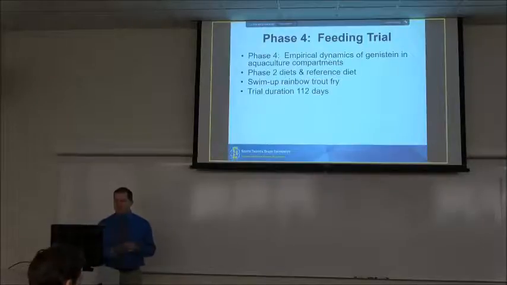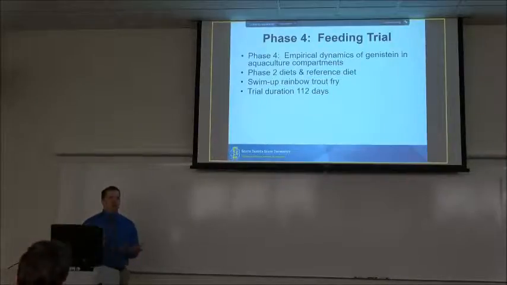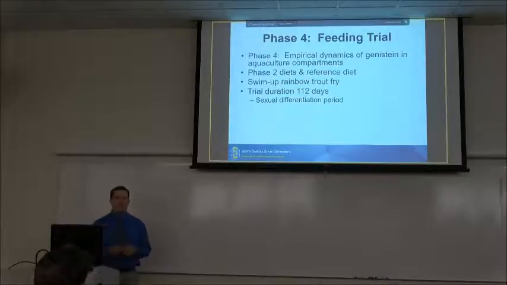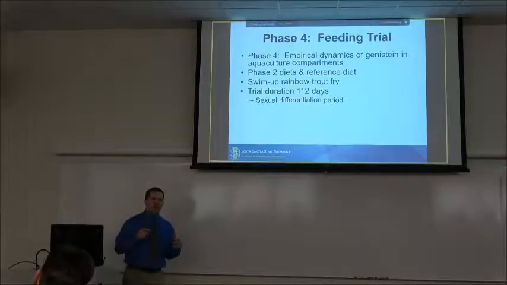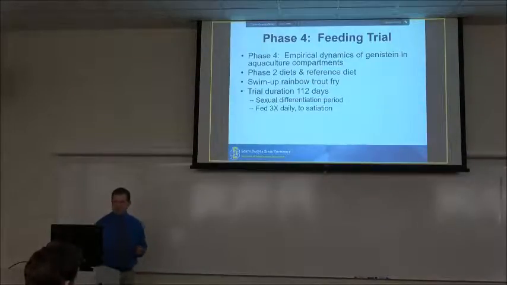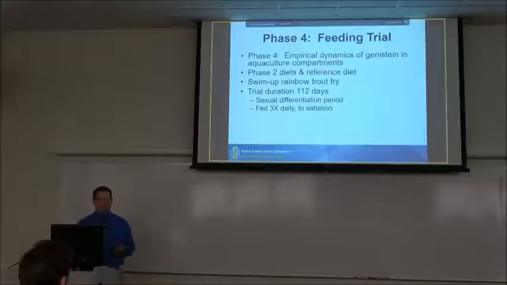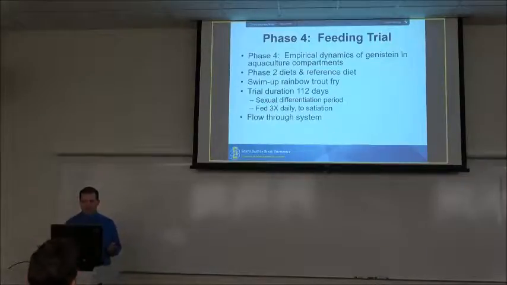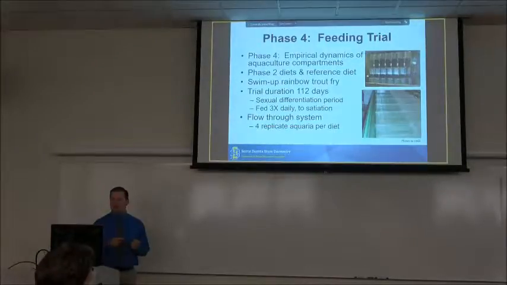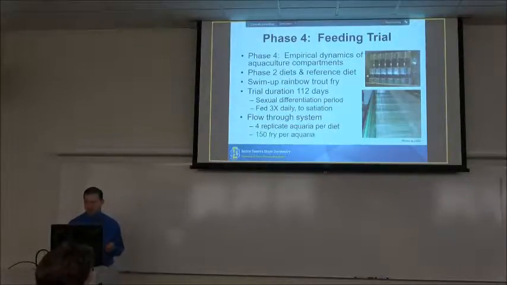We'll be utilizing swim up rainbow trout, and they'll be fed for a duration of 112 days. And I selected this time period because this is when these fish are experiencing their sexual differentiation period, and genistein should most likely have the greatest effect at this point upon the reproductive development of these fish. These fish will be fed 3 times per day and they'll be fed to satiation. And this will be performed in a flow-through system consisting of 4 replicate aquaria per diet, and they'll be stocked with 150 fry per aquarium.